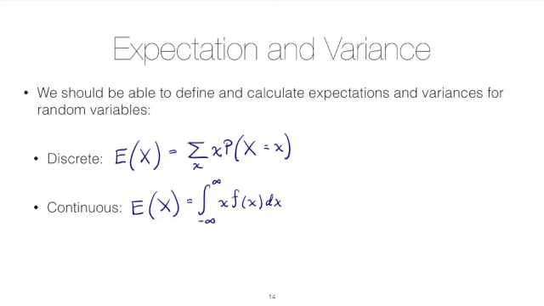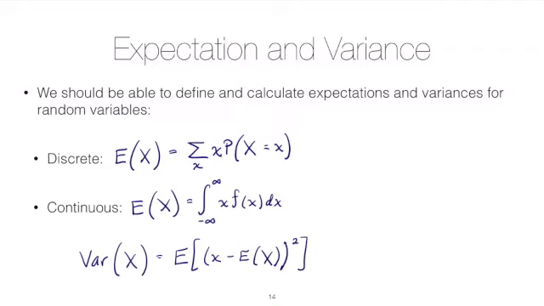Okay, so that's expectation. For variance, I'll write the variance definition in terms of expectation, and so it will work for either continuous or discrete. It's just that you plug in the correct type of expectation. So the variance of a random variable X is equal to the expectation of the square of X minus the expectation of X.